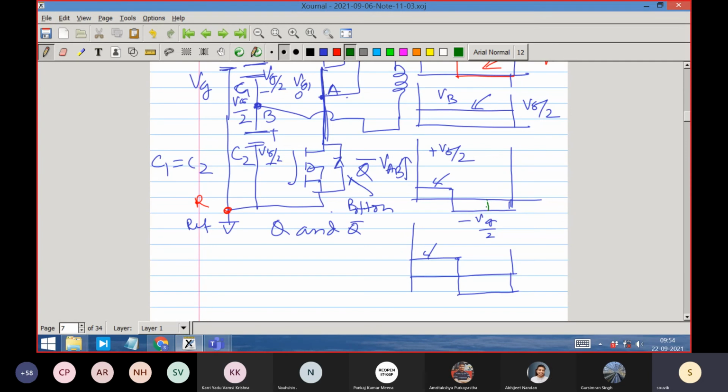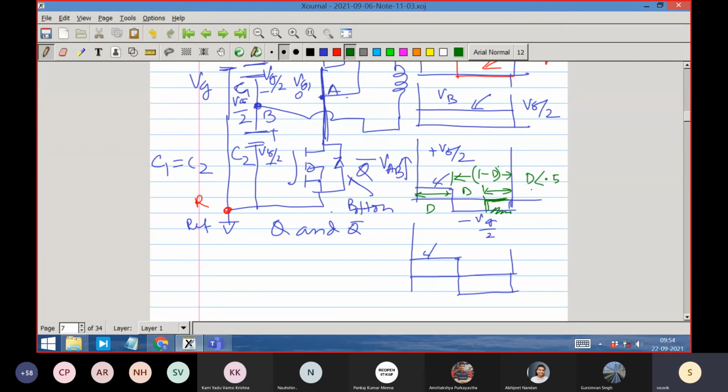When the magnetizing current is discontinuous, it will come down to 0, and the voltage across the transformer is no more minus Vg by 2, it will be 0. So for discontinuous conduction mode, you cannot apply minus Vg by 2. If this portion is D, this portion will also be equal to D, and this portion is 1 minus D, and we see that D is less than 0.5.